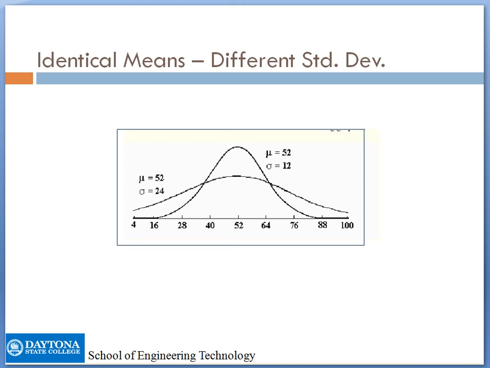What the standard deviation is telling us is how our data are spread out in relationship to that average of 52. So when you have a higher standard deviation, it means that you have more variation in that data set, and you can see that the shape of the curve is flatter. The other curve, with the standard deviation equal to 12, has a better peak.